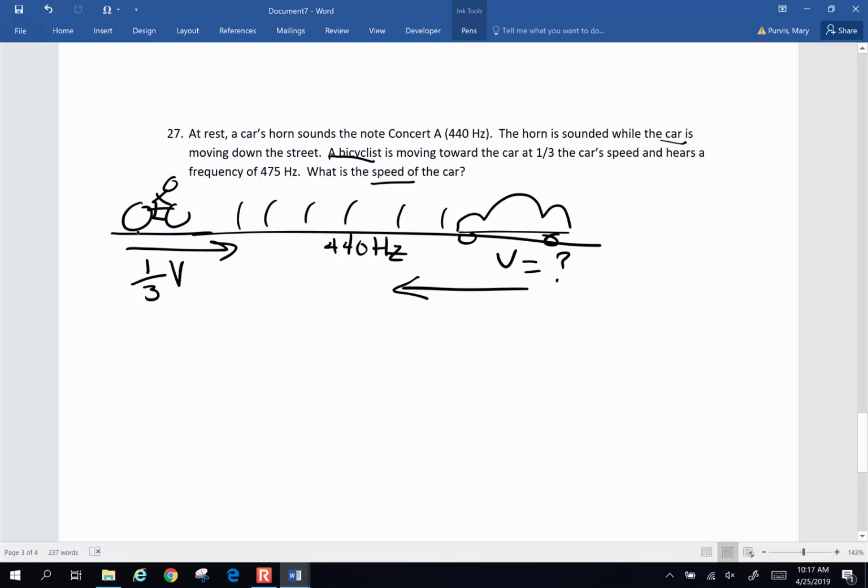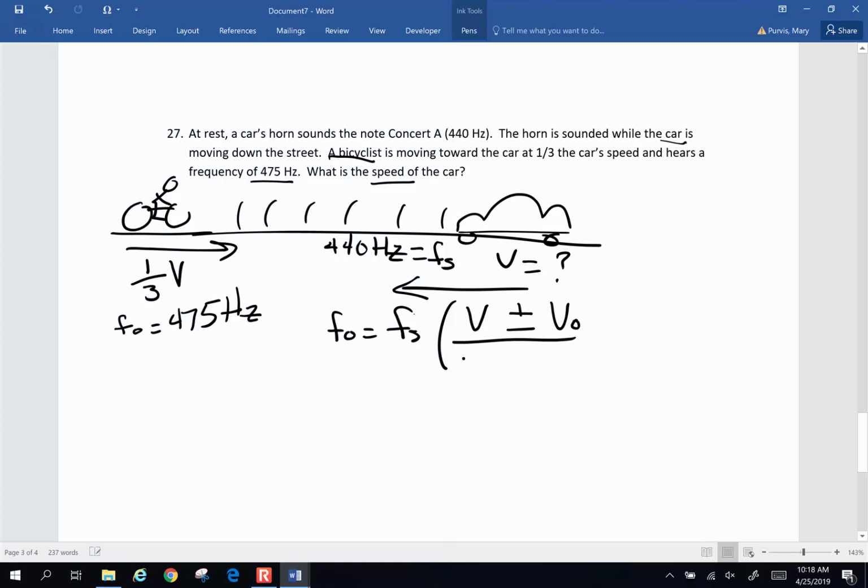It is hearing the frequency that is observed. The frequency that is observed is 475 hertz. I want to solve for V. This 440 is the frequency of the source. So let's take a look at our equation and see what we can do. Frequency observed equals frequency of the source, times velocity of the wave plus or minus velocity of the observer, over velocity of the wave minus or plus velocity of the source.